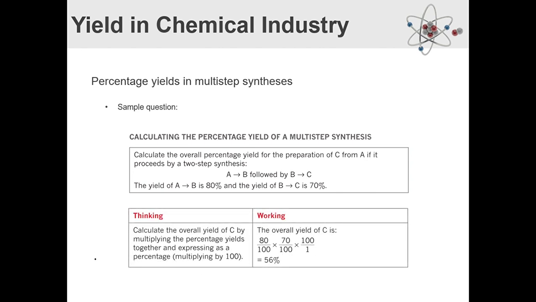So, the overall yield is just what happens when you multiply the two steps together. If we look at it like we have 100 grams of A, after we go to B, we only have 80 grams.